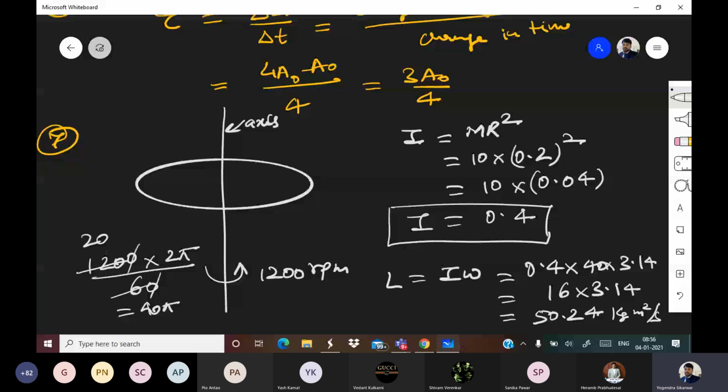Okay. Any doubt, any question? So what is 1200 RPM? What is your question? Please come again. RPM is rounds per minute, the number of turns made by the fan or wheel per minute. Rounds per minute, RPM.